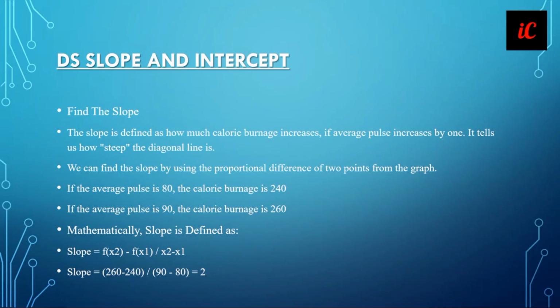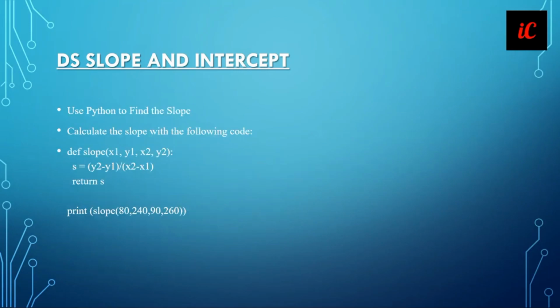So that is what we need to find with slope and intercept. If the average pulse is 80, the calorie burn is 240, for example. If the average pulse is 90, then the burnage will also increase to 260. So how are we finding the slope? The two methods are already provided in the last two lines. You can see them on screen. That is how you can find the slope in mathematical terms.